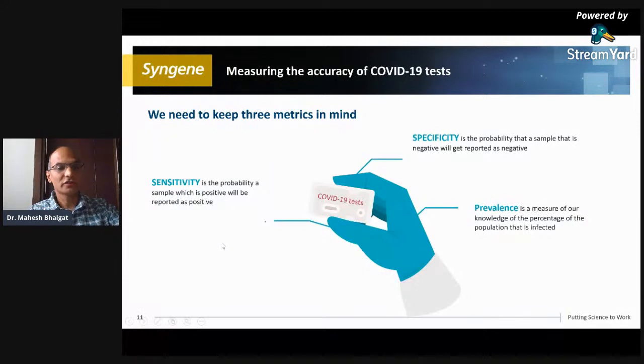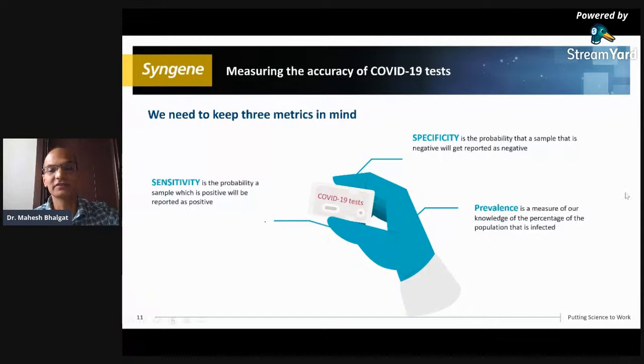Let me now introduce a little bit of a concept around how we look at results from tests before we go into the actual tests. The concept around testing begins with what is referred to as prevalence. Prevalence is a measure of the knowledge of the percentage of the population that is affected, which means what is the percentage of population around us that is actually affected. Now, if we say that disease prevalence is 50%, that means we believe through different measures that 50% of the population is affected and 50% of the population is not.